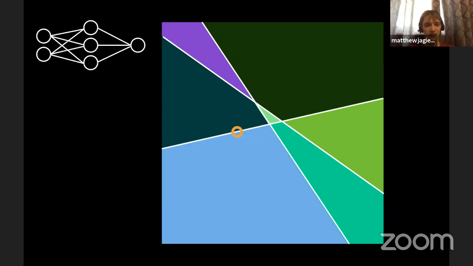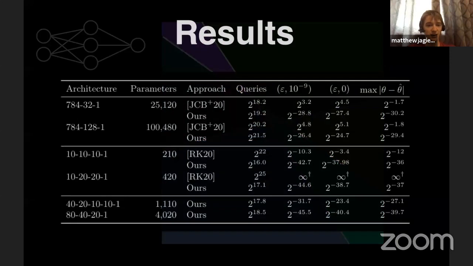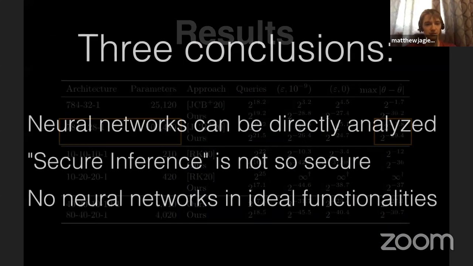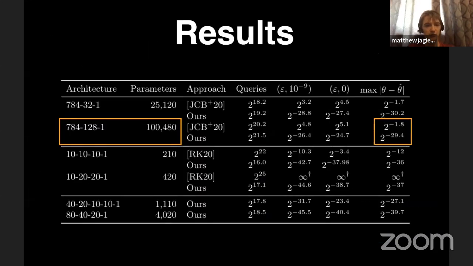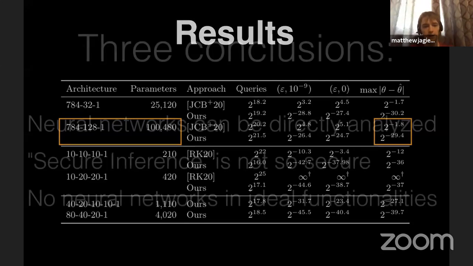But what I do have time to explain is results. You can see here we have a 100,000 parameter neural network model. Prior work is able to query this 1 million times, and they get every weight with 2 or more bits of precision. We show how to do twice as many queries, so 2 million queries, and we get 29 or more bits of precision. And we have better results for deeper networks as well.